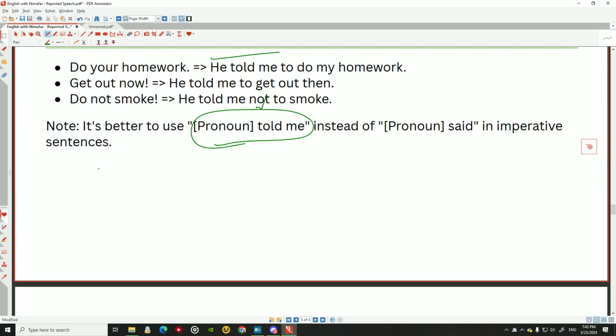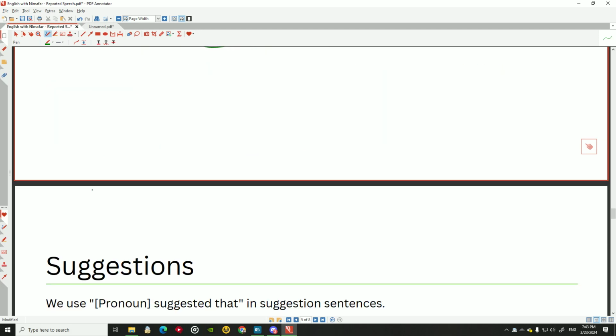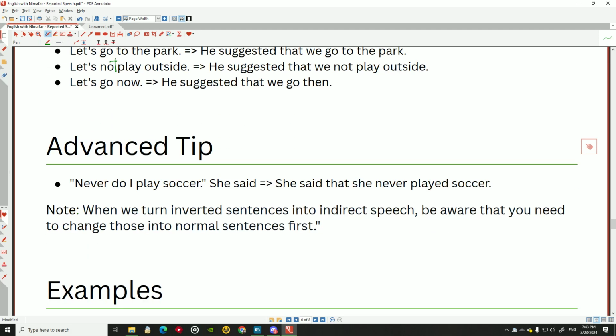Same as imperatives. Do your homework, and something like that. Advanced tips. This is for advanced students, just for those who know inversion. For example, never do I play soccer. That's an inversion sentence. First, change it to a normal sentence. I never play soccer. Then change it. She said that she never played soccer. If you don't get it, it's fine. You gotta know inversion for this part. It's for advanced students. Just know that when we turn inverted sentences into indirect speech, you need to change those into normal sentences first.